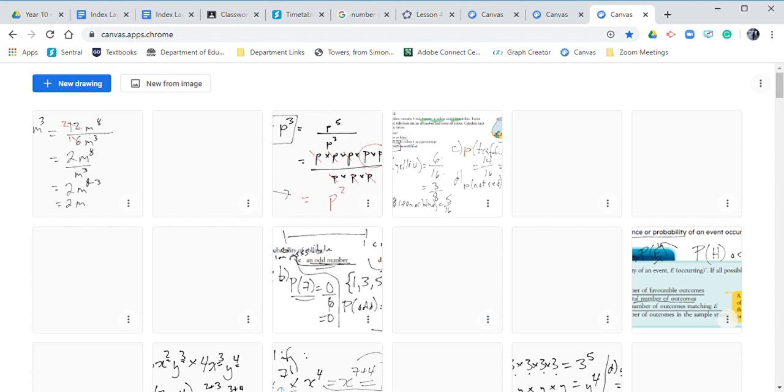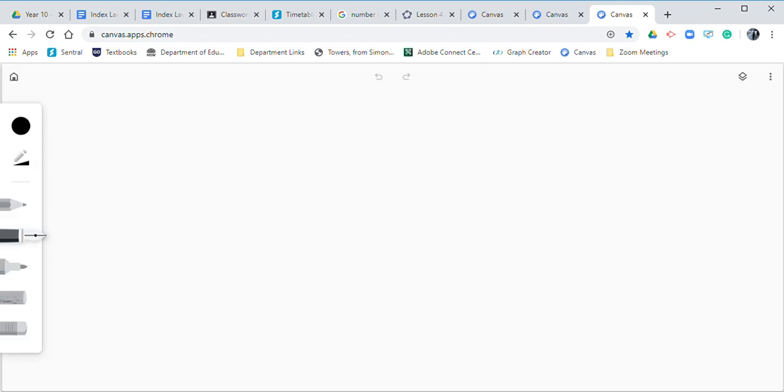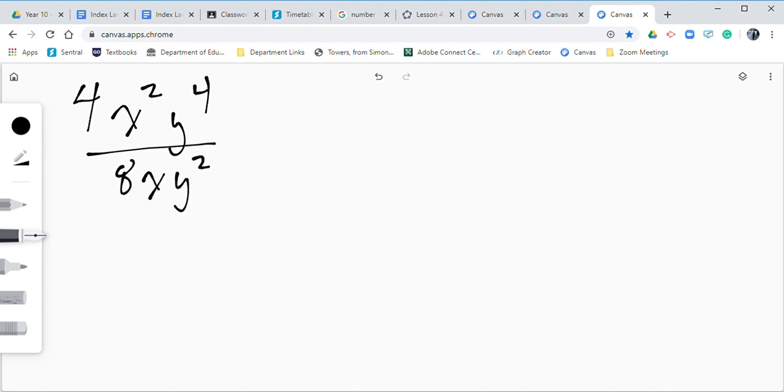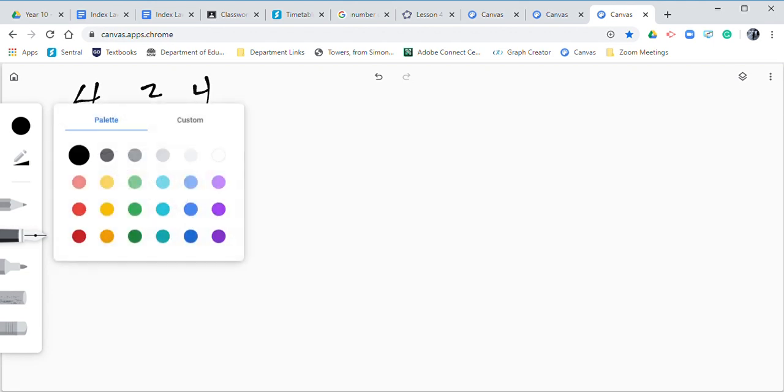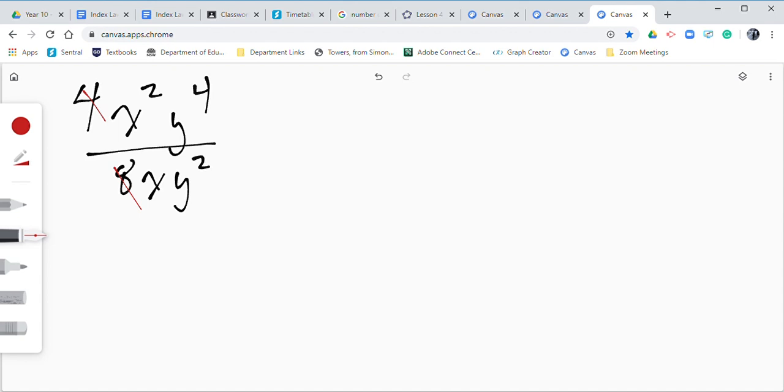This is going to be that hard one that I started, and then I was like, whoa. I wanted to leave it until after. So with this one, there's a little bit more to it. We've got 4x squared y to the power of 4 over 8xy to the power of 2. The first thing I'm going to do is deal with my 4 and the 8. I know I can reduce those down to 1 and 2 by dividing them both by 4. 4 divided by 4 makes 1, and 8 divided by 4 makes 2.